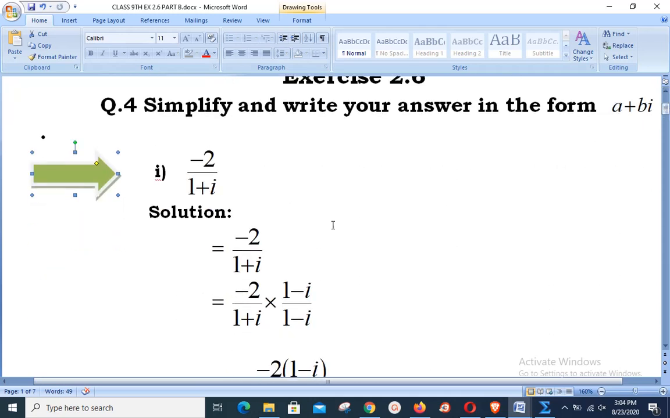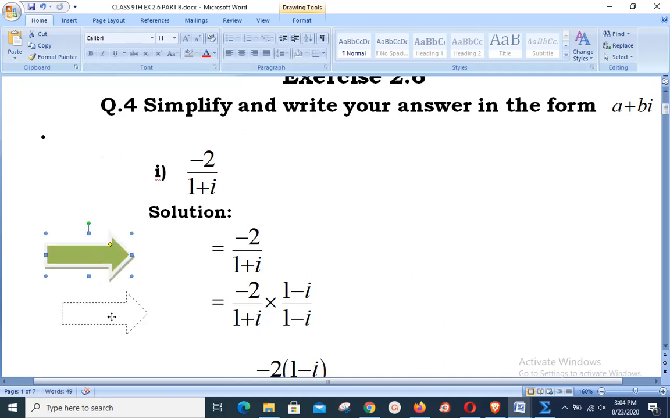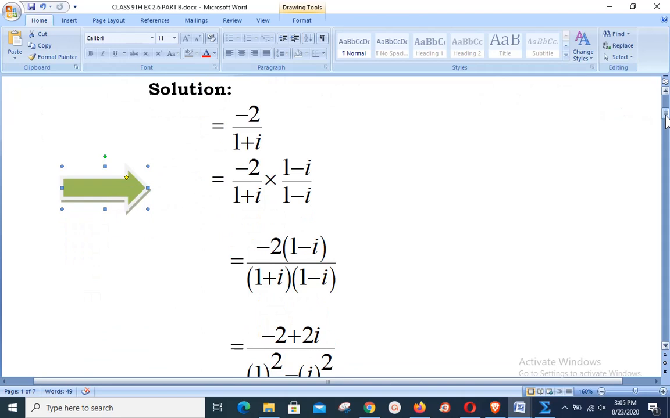Starting our solution, we write the first step the same as the question, and in the very next step multiply and divide by the conjugate. Dear students, in the previous topic we discussed the conjugate. Here look at the denominator, it is 1 plus iota. The sign of the imaginary part, that is iota, is changed, and this is called getting the conjugate. So we multiply and divide with the conjugate. We have minus 2 over 1 plus iota multiplied by 1 minus iota over 1 minus iota.